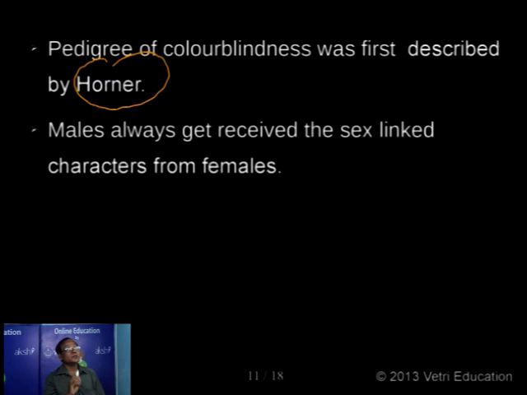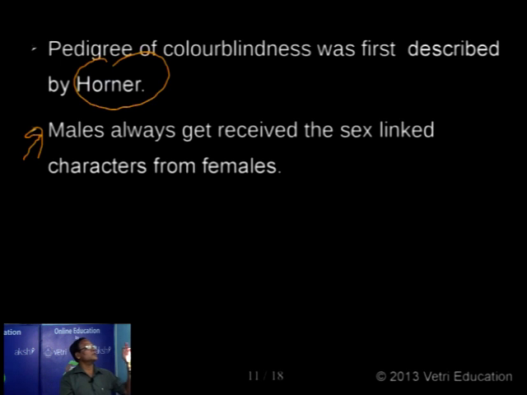The males always receive the recessive trait carried only from the mother or from the female, because the males are hemizygous. This is another concept, and this is a question also. Males always receive the recessive trait carried only from the mother. In sex determination, you know that the males always receive the X chromosome from the mother. The same concept: males always receive the recessive X-linked character from the mother, whereas the daughter always receives X chromosomes both from father and mother. That is the concept we have in sex determination.